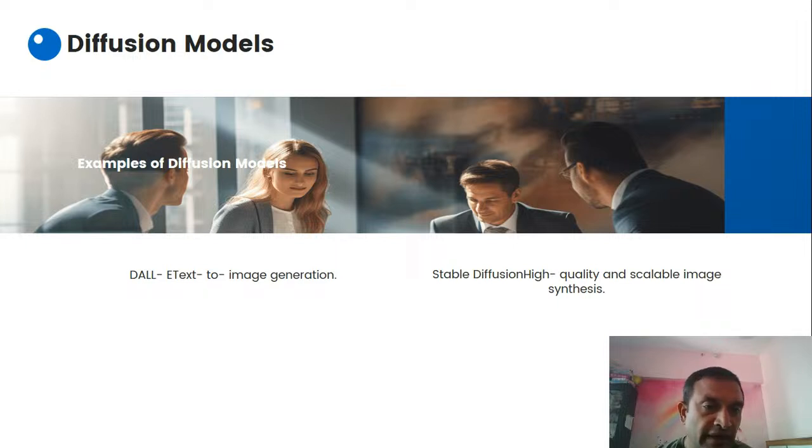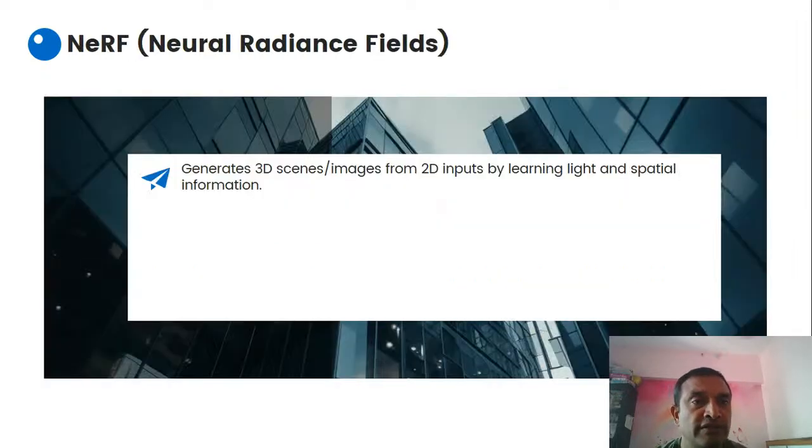Diffusion models, right? So DALL-E, text to image generation. Stable Diffusion, high quality and scalable image synthesis, right? So for image synthesis and text to image generation, these diffusion models are used. Here you will also see different generations of models. There are some old generation models and some new or advanced models, because in text to text we have seen, and in images also we have seen, different advanced models, right?